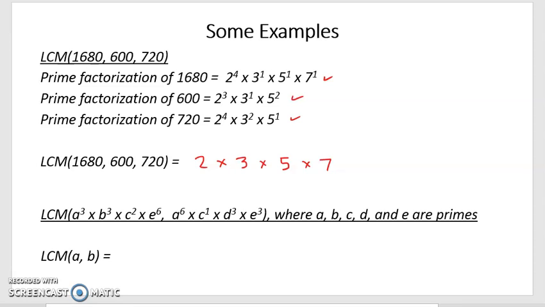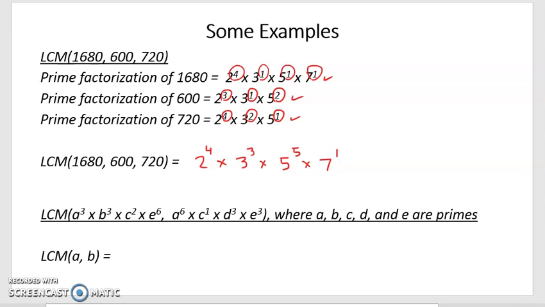Then include the greatest of the exponents. So on the 2, it's 2 to the 4th, 2 to the 3rd, and 2 to the 4th. So we include 2 to the 4th, the largest exponent. For 3, it's 1, 1, and 2 are the exponents, so 3 squared. For 5, it's 1, 2, and 1, so 5 squared. For 7, it's only included in 1680, and it's to the power of 1. So that is my LCM of 1680, 600, and 720. Again, a rather large number.